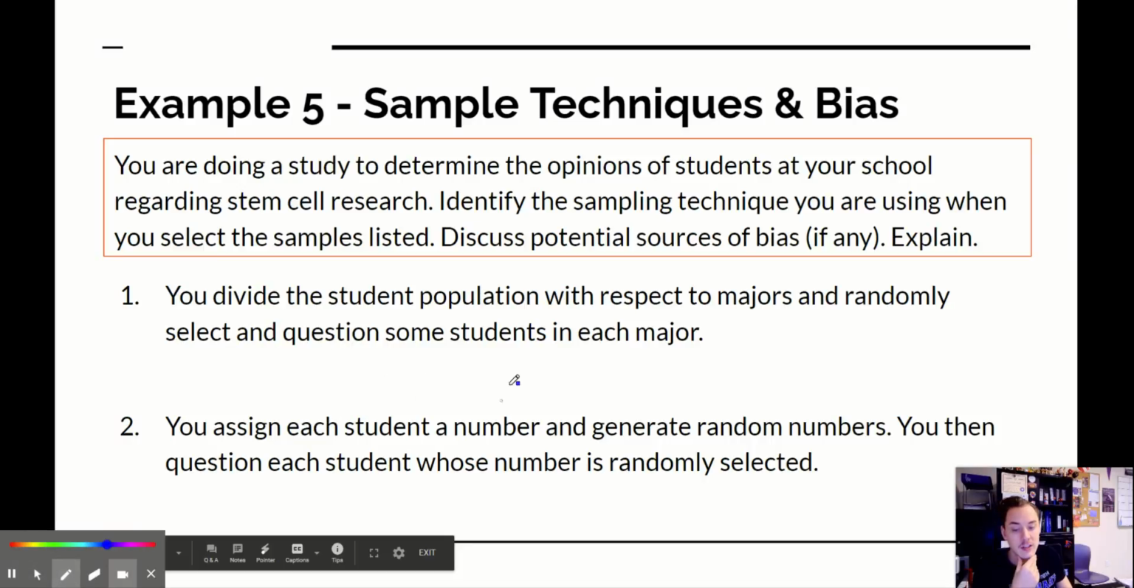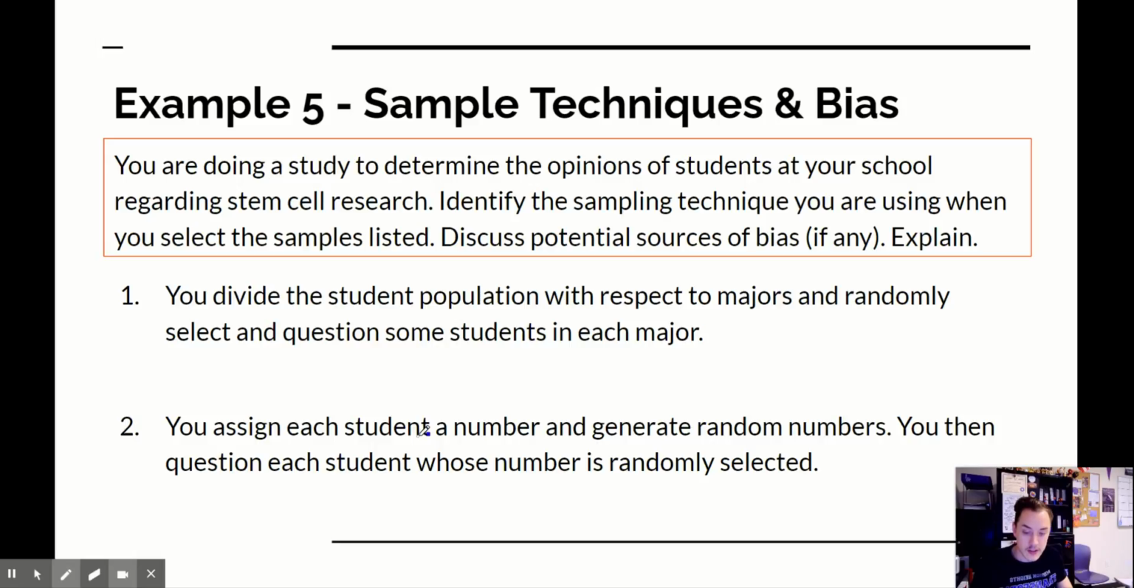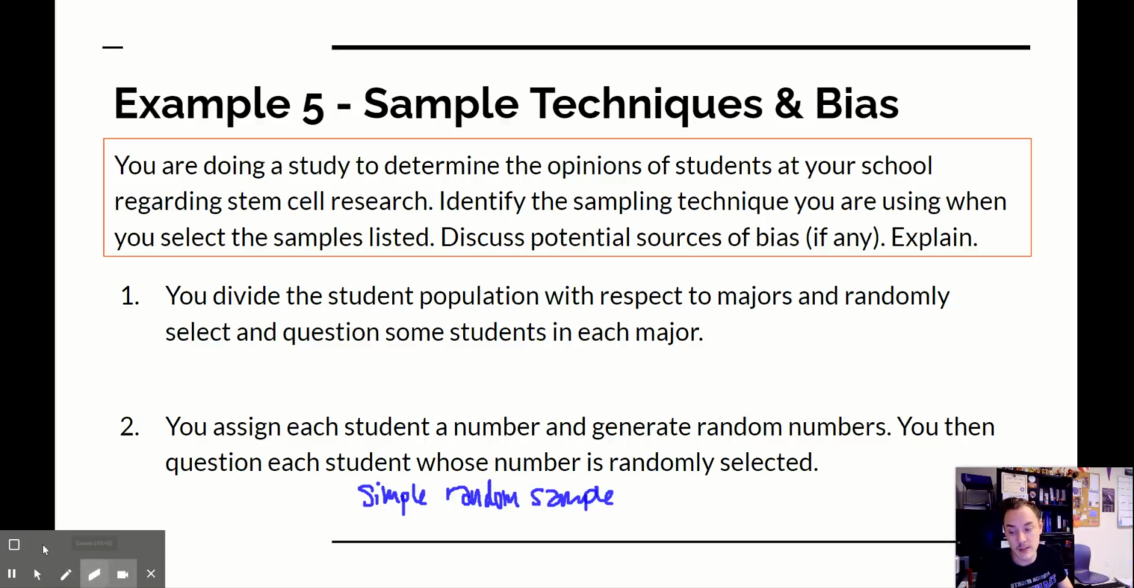This one, you assign each student a number and then generate random numbers. You then question each student whose number is randomly selected. This is what we call simple random. Okay, simple random sample. All right, sort of what I showed you on Desmos, you would assign each one a number, and then it just pops out a random number. That's it. Okay? Simple random sample.